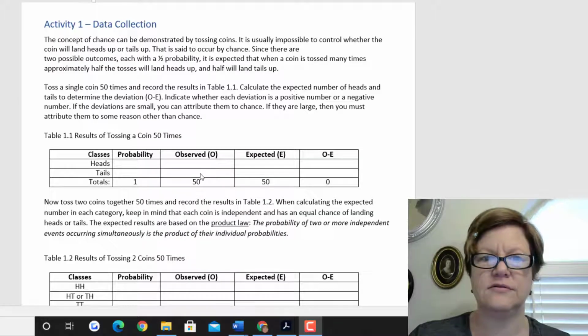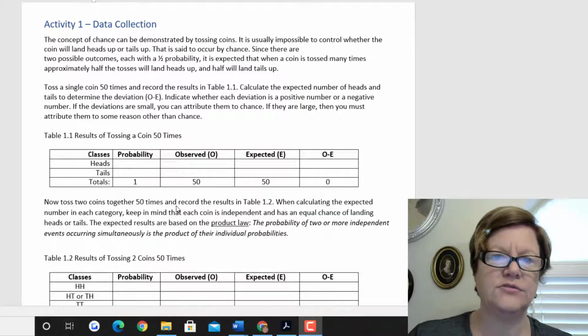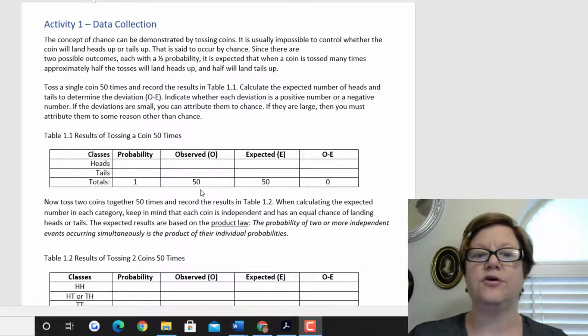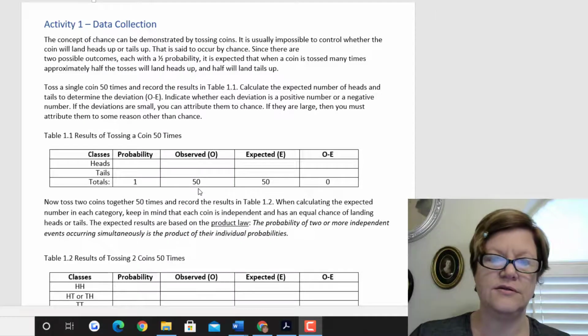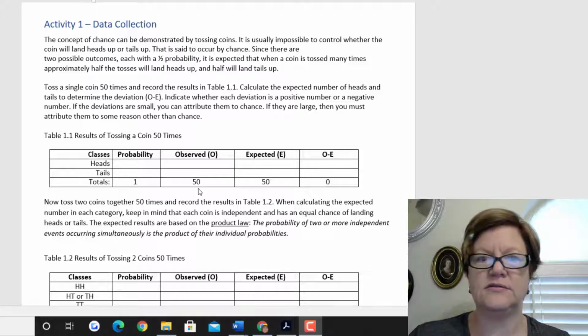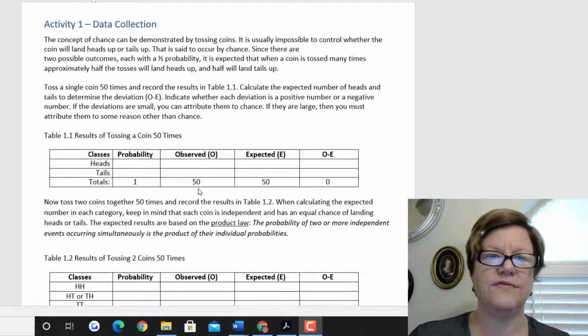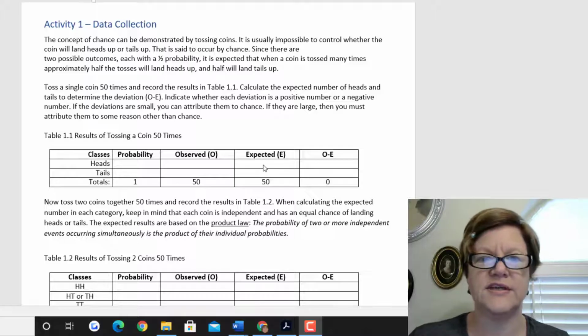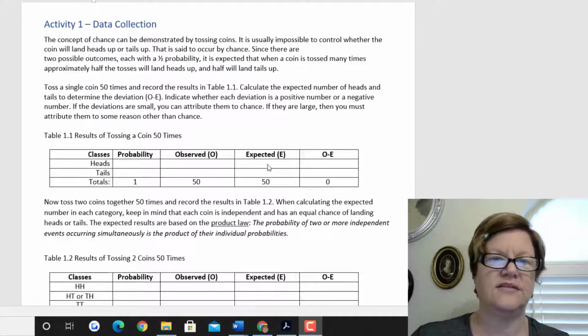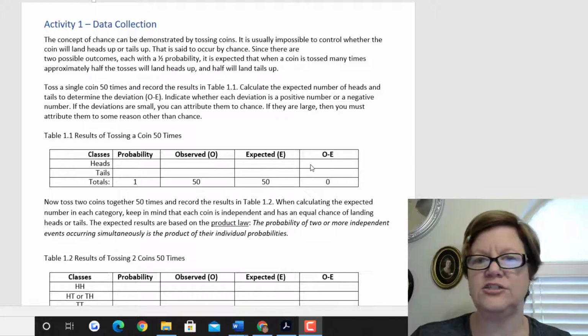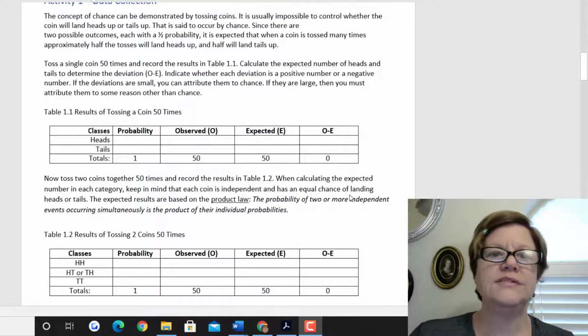Get some actual data. And then expected, the way you get expected is you multiply, in this case it's pretty intuitive, the probability of getting heads times the total number of coin flips, 50, to give you the expected number of heads. So if you expect to get 50% of the flips are heads and you do 50 flips, then you would expect to get 25 heads. And the same for the tails. And then across each row, you will determine what we call the deviation, O minus E, the difference.